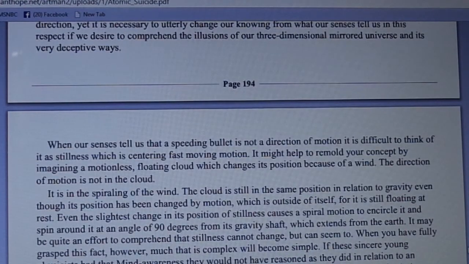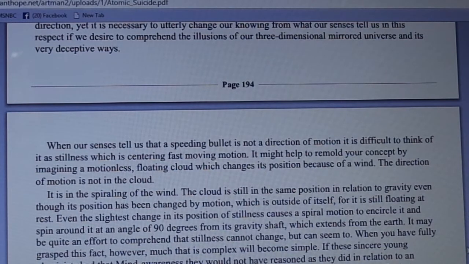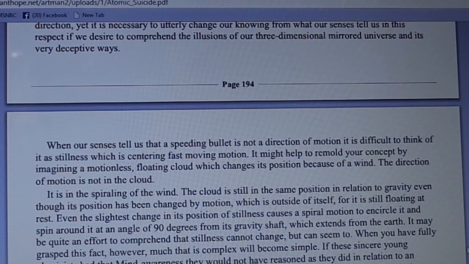When our senses tell us that a speeding bullet is not a direction of motion, it is difficult to think of it as stillness, which is centering fast-moving motion. It might help to remold your concept by imagining a motionless floating cloud, which changes its position because of a wind. The direction of motion is not in the cloud. It is in the spiraling of the wind. The cloud is still in the same position in relation to gravity, even though its position has been changed by motion, which is outside of itself, for it is still floating at rest.